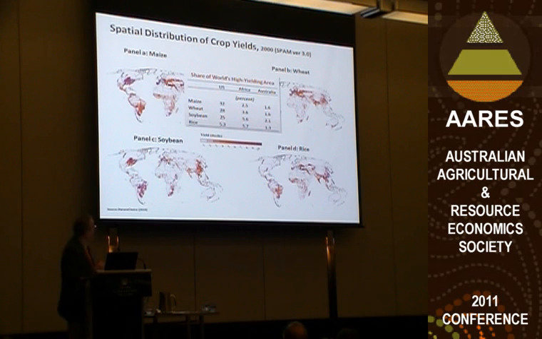So it turns out, by our estimates, that the US accounts for nearly 1/3 of the higher-yielding pixels worldwide for maize, just over 1/4, and ditto for soybeans, for wheat and soybeans at the high-yielding areas, and rice about 5.3%.